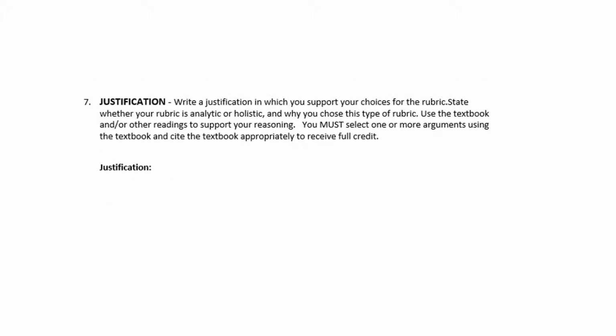Finally, you're going to write a justification to support your choice for the rubric. State whether your rubric is analytic or holistic, and why you chose this type of rubric. Use the textbook and/or other readings to support your reasoning. You must select one or more arguments using the textbook and cite the textbook appropriately to receive full credit. So if I don't see a citation from the textbook, you won't get full credit on this section.